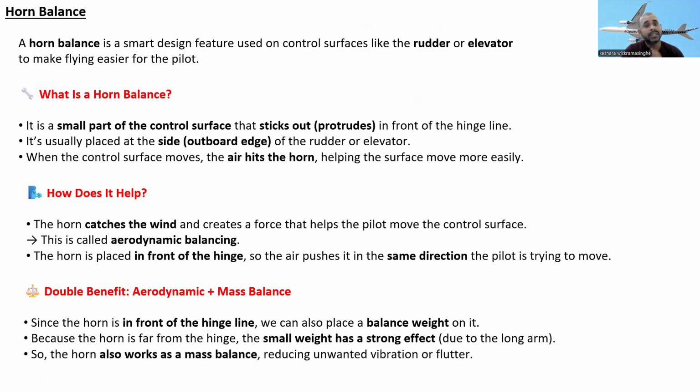So how does it help? The horn catches the wind and creates a force that helps the pilot move the control surface. This is called aerodynamic balancing. The horn is placed in front of the hinge, so the air pushes it in the same direction as the pilot is trying to move. So there are double benefits: aerodynamic plus mass balance. Since the horn is in front of the hinge line, we can place a balance weight on it. Because the horn is far from the hinge, the small weight has a strong effect due to the long arm. So the horn also works as a mass balance, reducing unwanted vibrations or flutter. There are two kinds of benefits when we use the horn balance.